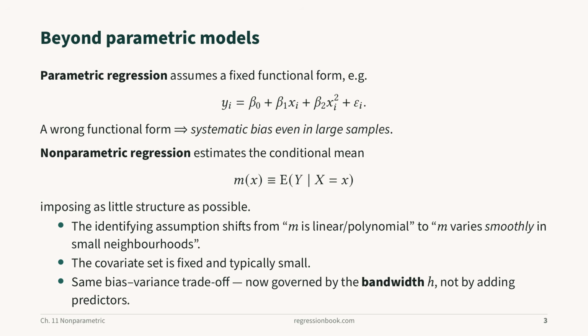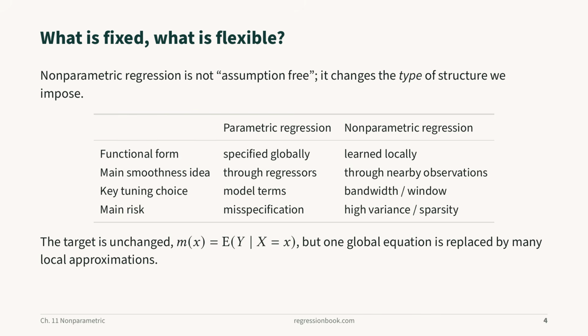A parametric regression commits to one global functional form, such as a line or quadratic. If that form is wrong, the resulting bias can remain even in a very large sample. Nonparametric regression keeps the target, the conditional mean, but learns its shape locally from nearby observations. It is not assumption-free. We replace a global polynomial assumption with smoothness in small neighborhoods, and the bandwidth becomes the main complexity choice. The comparison clarifies what changes and what does not.